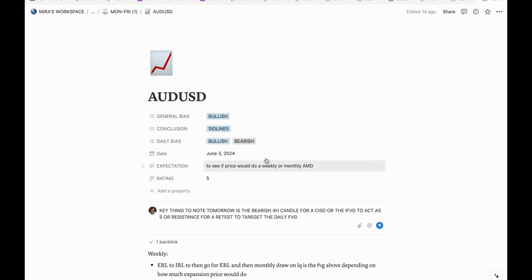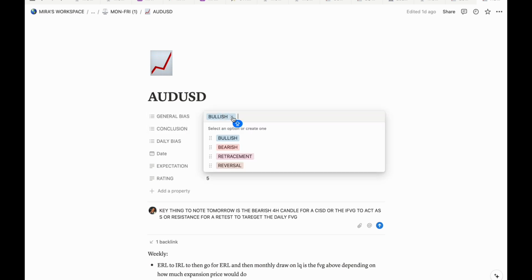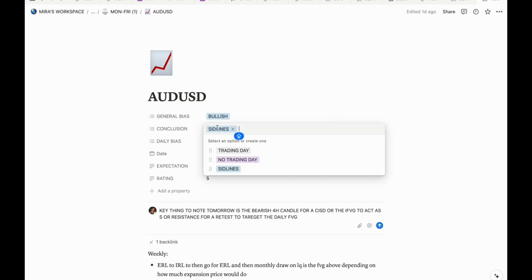if price will do a weekly AMD, I ask what is my bias? My bias is bullish or bearish, or my bias is bullish. So in the general bias, I try to know what is the general structure of the market. Is it a bullish general bias? And then the conclusion is, am I going to be trading that day? If the market is in a good condition, then I'll be trading that day. If not, no trading.